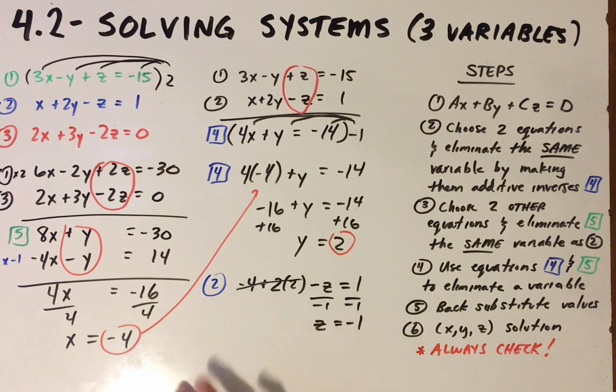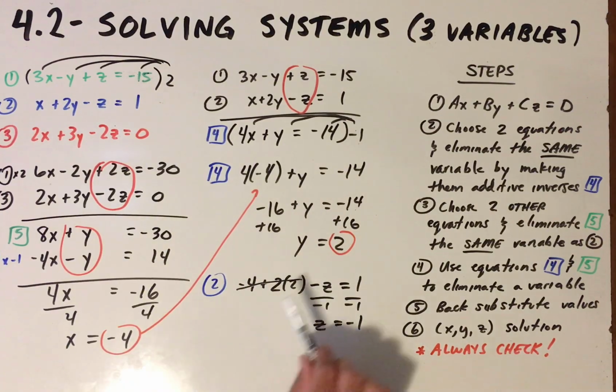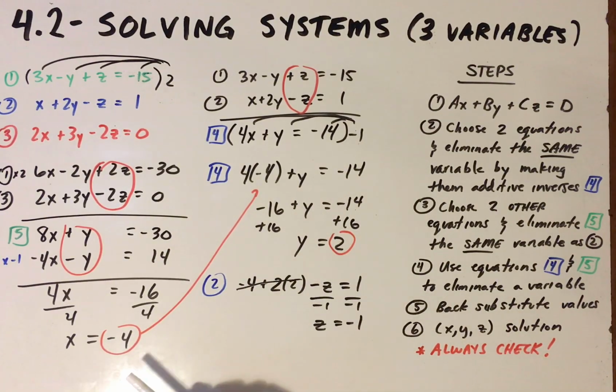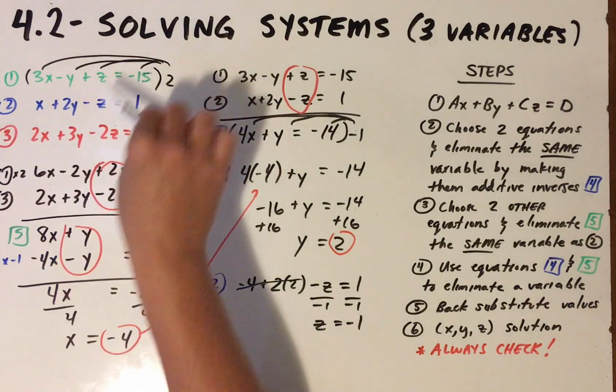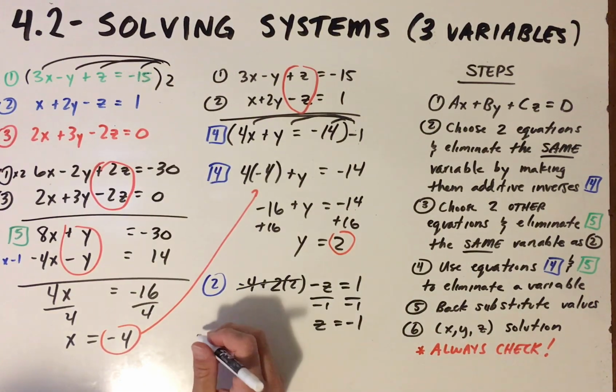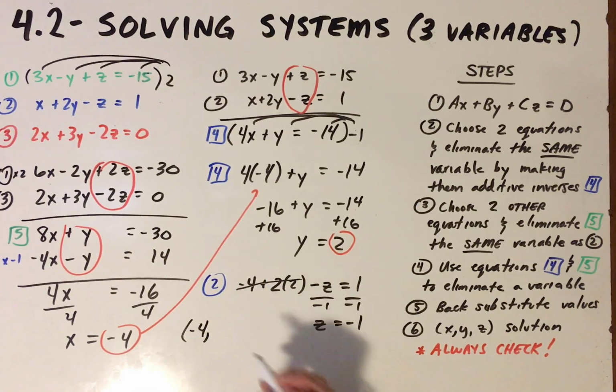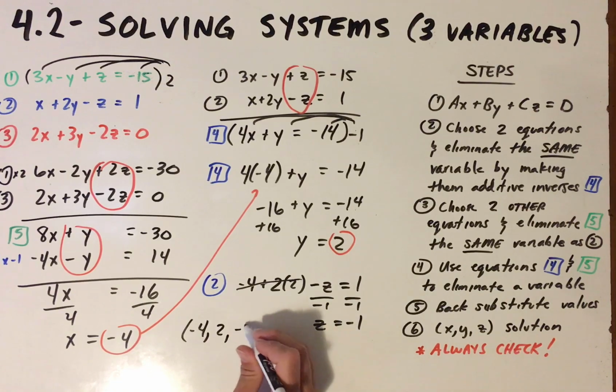I'm going to write the answer, step 6. So this was the back substitute values, so I substituted x into equation 4 or 5, and then I'm going to substitute the value I get for y. Then I'll have x and y, and I can substitute those back into equations 1, 2, or 3. Step 6, I got to write this as an ordered triplet, so it's -4, 2, and -1.